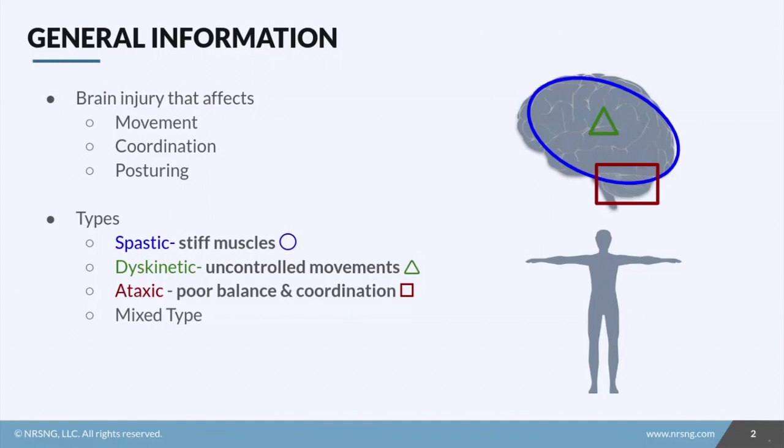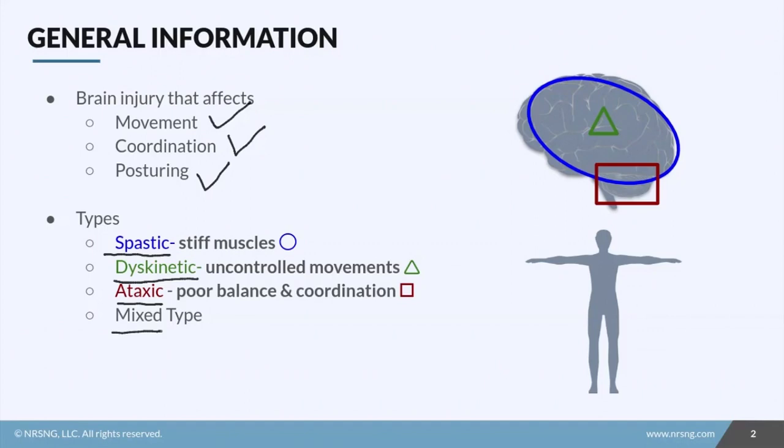When this damage occurs, the location of that damage actually impacts how it's going to present for that child. But generally, it affects the child's movement, their coordination, and their posturing, and that's what our assessment really focuses on. There are 4 different types of cerebral palsy: spastic, dyskinetic, ataxic, and then the last type is mixed, and that just means it's a combination of the 3 before.